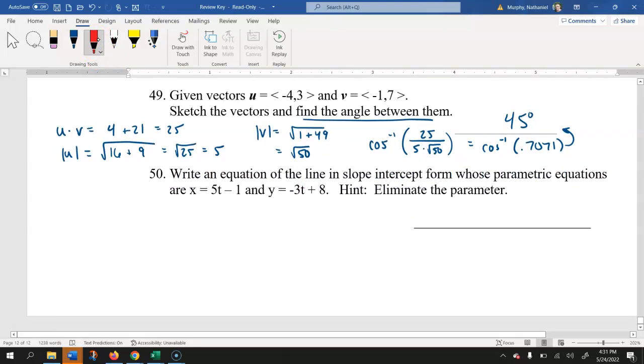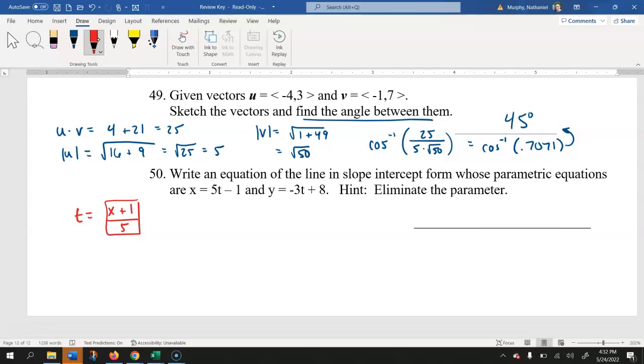All right, so our last question in our review here, we're going to find an equation in slope-intercept form. These parametric equations are these two, and we're going to eliminate the parameter. The first thing I'm going to do is solve for t. There's no cosines here, so I'm just going to solve for t. I would add 1 to both sides and divide by 5. Now I'm going to take that and substitute it in the other equation.